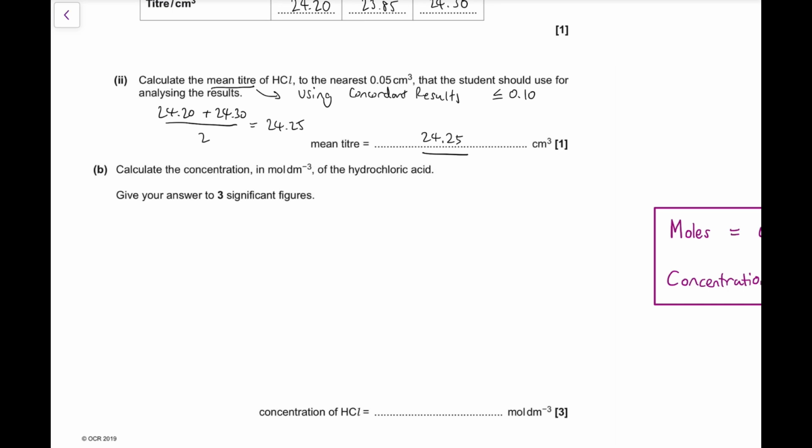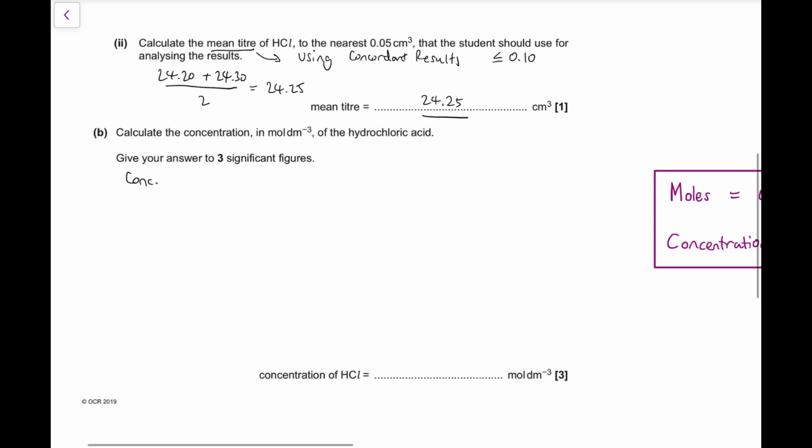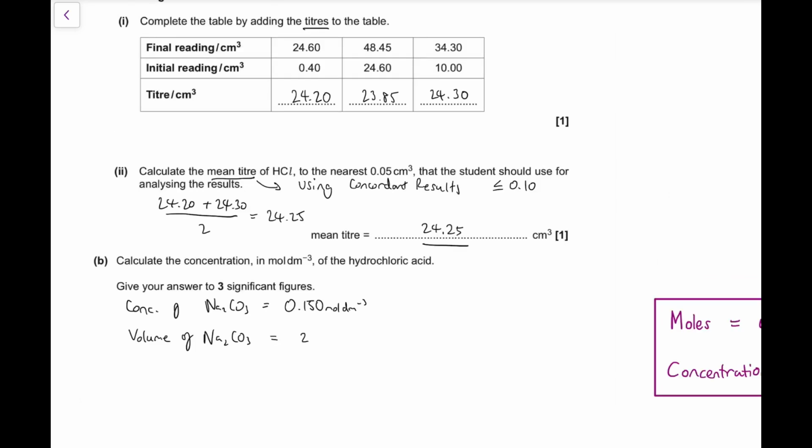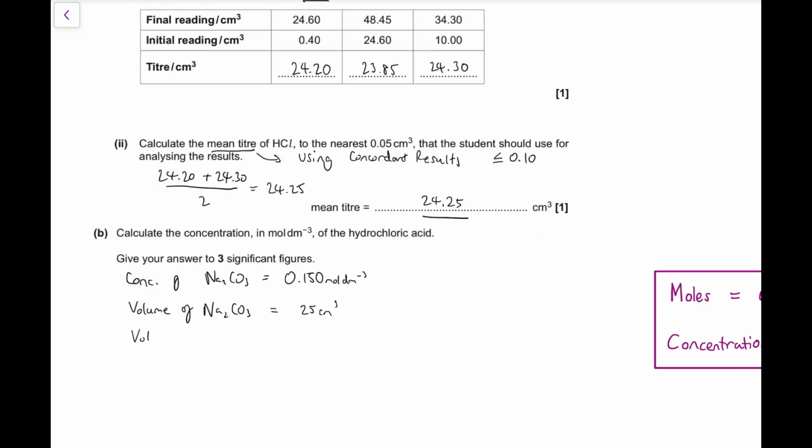As with all calculation questions, I like to start by writing down all the information that I do have, to ensure that I don't miss anything. So we know the concentration of sodium carbonate is 0.150 moles over decimeters cubed. We also know that the volume of sodium carbonate used was 25 centimeters cubed. Finally, we know that the volume of the HCl that was used was 24.25 centimeters cubed.